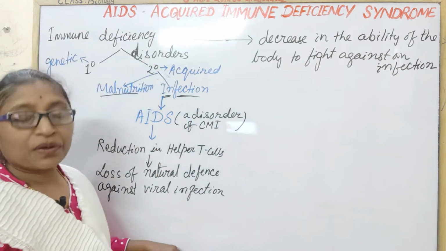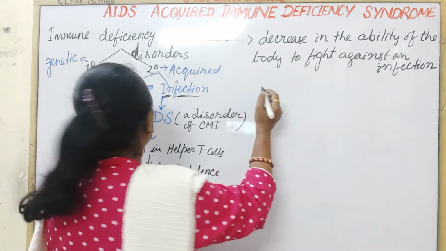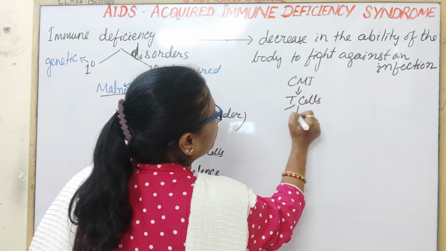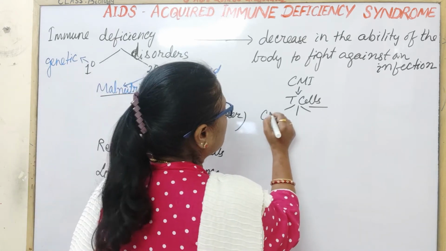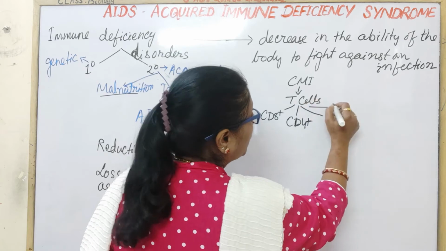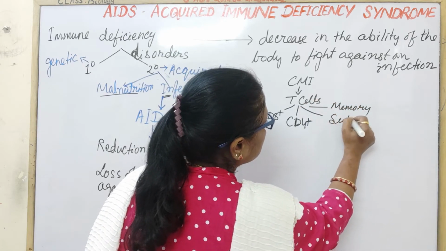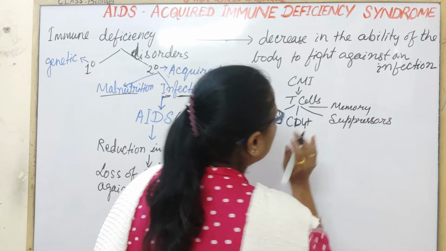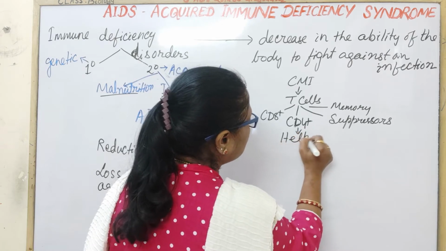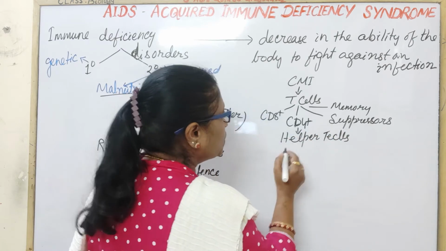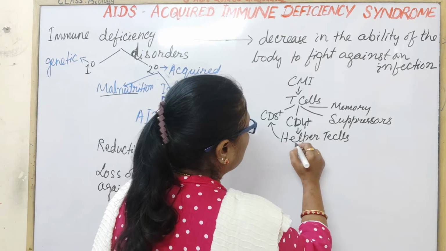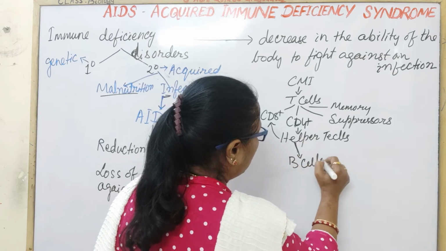T lymphocytes recognize pathogens after their entry in CMI. In CMI, the T cells differentiate into cytotoxic T cell, helper T cell, CD8 plus, CD4 plus, the memory T cells and suppressor T cells. These T cells fight against the foreign substance. The CD4 or helper T cells either stimulate the CD8 to kill the pathogen or antigenic substance, or induce the B cells, and B cells produce the antibodies.